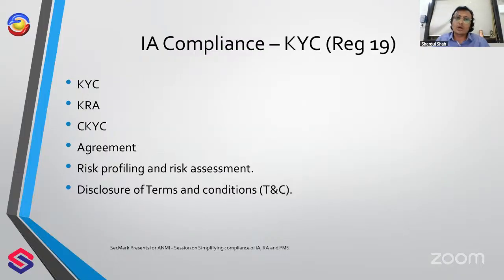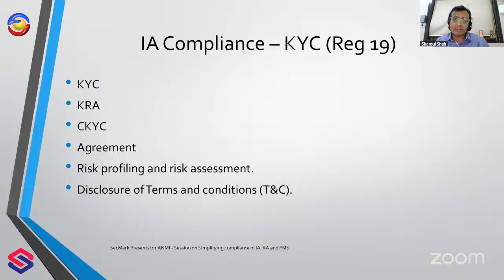KYC compliance. We being broker and DP, we know that so many things are covered in KYC. So for you, it is a very standard and routine thing: know your customer, account opening form, KRA compliance, CKYC compliance, and an agreement between the customer and the investment advisor. Risk profiling and risk assessment should be done, so that you categorize your customer in a way that a particular customer gets advice where the risk appetite of that customer suits his need. We have to make sure that all such risk profiling is mentioned in the client master, that is the client register, and based on that the advice is given to the respective customer.